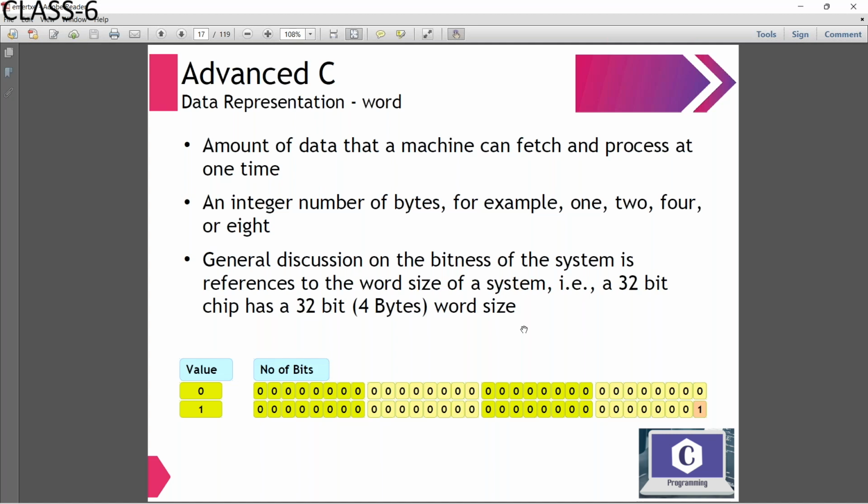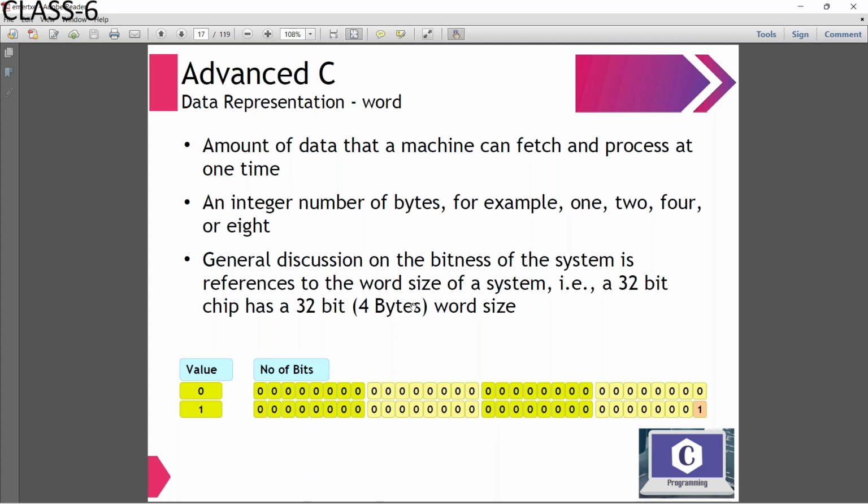So now the thing is, what exactly is a word? The word is nothing but the number of bytes, the amount of data that can be fetched or processed at a time. Okay, that can be fetched or processed at a time.